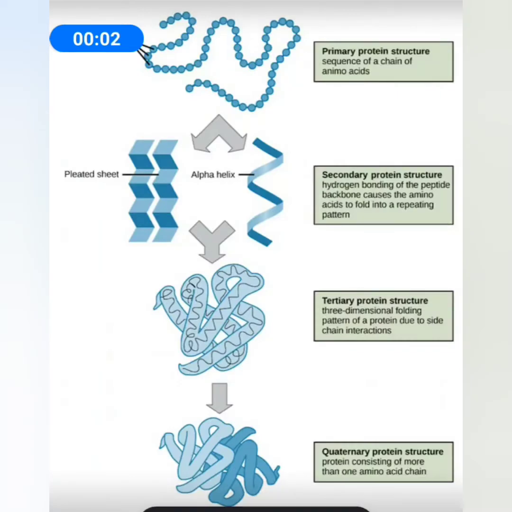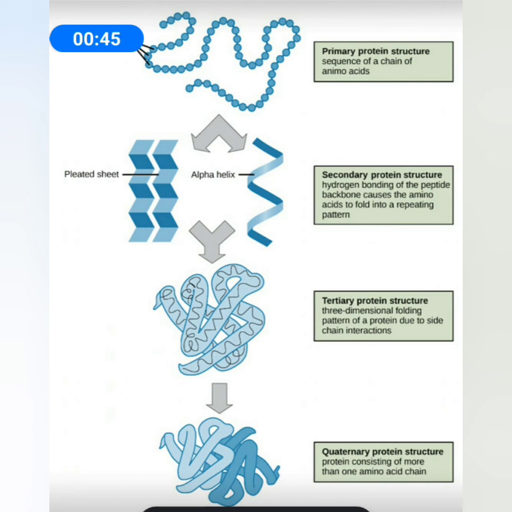Now coming to the last level of protein structure, that is quaternary structure. Like I had mentioned earlier, there are some proteins, such as hemoglobin. If you remember, hemoglobin has four polypeptides in its structure. So such proteins containing more than one polypeptide chain, such as hemoglobin, which contains four polypeptide chains, exhibit a fourth level of protein structure called the quaternary structure.